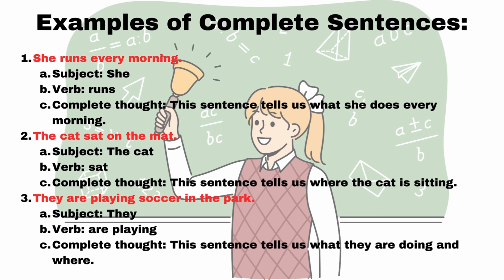Examples of complete sentences. She runs every morning. Subject, she. Verb, runs. Complete thought. This sentence tells us what she does every morning. The cat sat on the mat. Subject, the cat. Verb, sat. Complete thought. This sentence tells us where the cat is sitting.